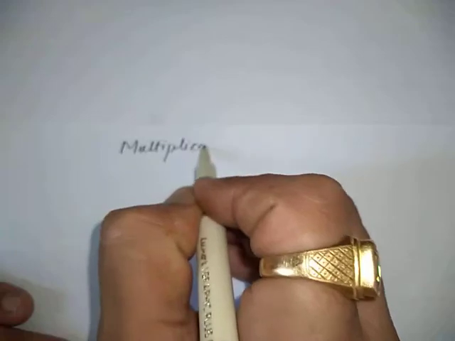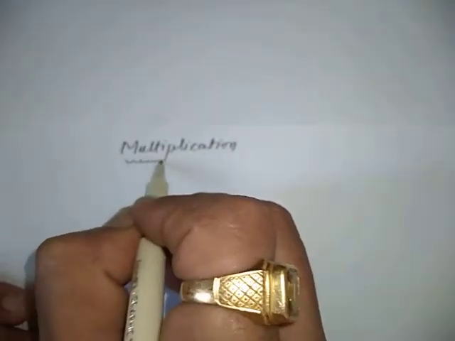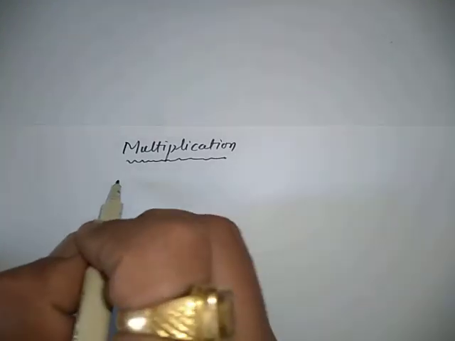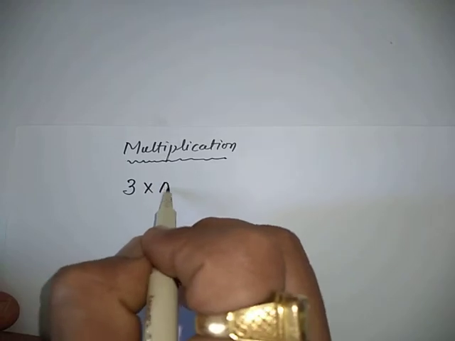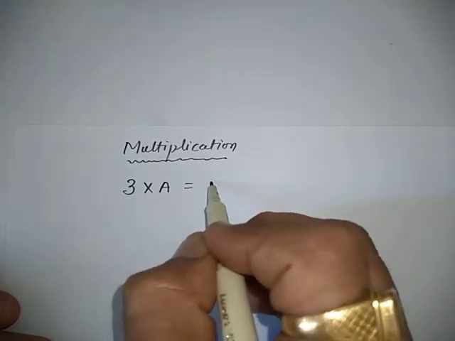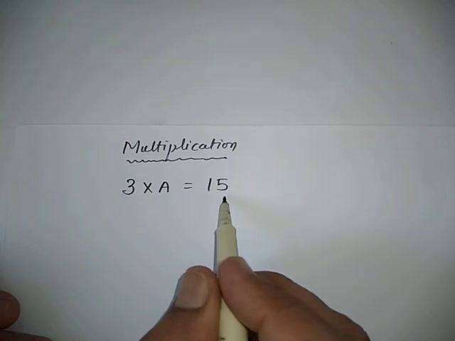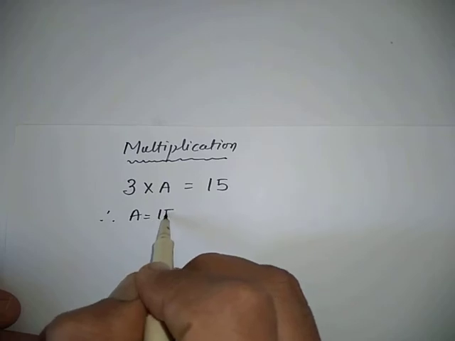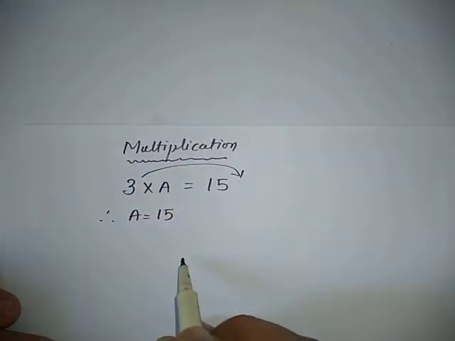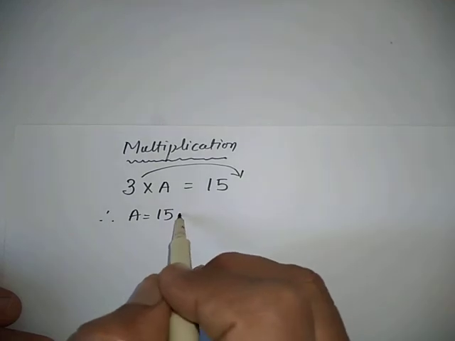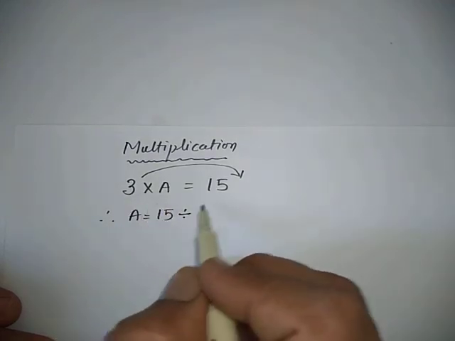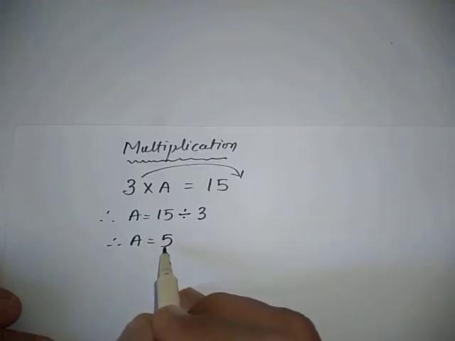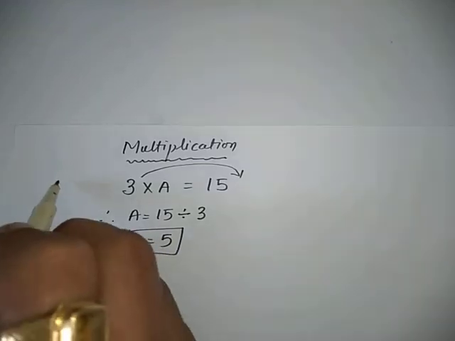Multiplication. So here also we take unknown numbers. Suppose 3 multiplied by a, and they have given 15. So here we need to find the value of a. Therefore a is equal to 15, and if we bring it to the other side, means left hand side to right hand side, the sign will change. It is multiply, so it will be divided by 3. Therefore a is equal to 5. Hope this much is clear to you.